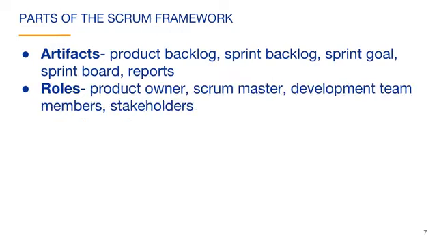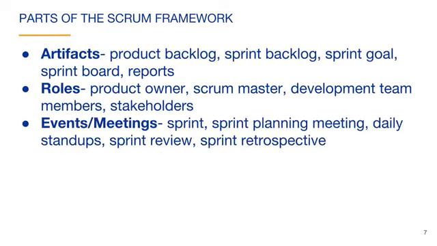The second part of the Scrum framework are the roles related to Scrum. In the next video, we will discuss the roles of product owner, Scrum Master, development team members, and stakeholders. The third main part of the Scrum framework are the events related to Scrum. These are also called ceremonies or meetings. The Scrum Guide considers the sprint as a container event for other events. In the next video, we will discuss the sprint planning meeting, daily stand-ups, the sprint review, and the sprint retrospective.